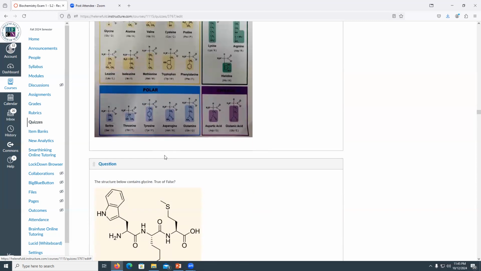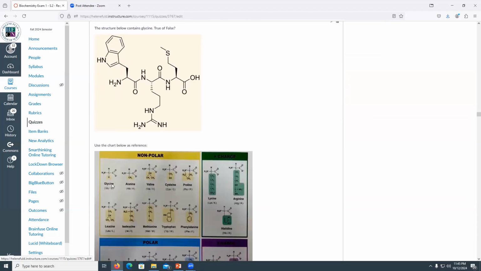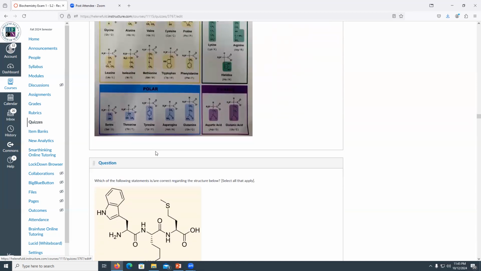The structure below contains glycine. Glycine looks like that. So you need to find an alpha carbon that has two H's. So where are my alpha carbons? If these are my peptide bonds, then that's my alpha carbon. No, it does not have two H's. This is my alpha carbon. No, it does not have two H's. And this is my third alpha carbon. It does not have two H's. No, it does not have glycine.